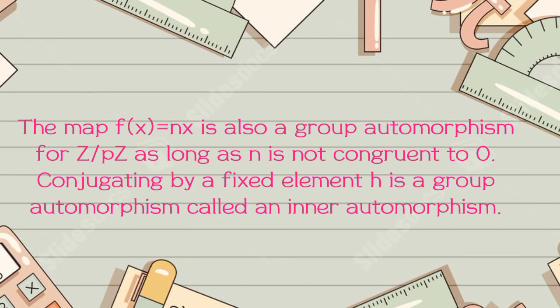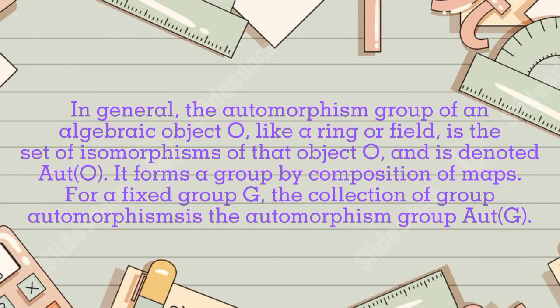The map f(x) = nx is also a group automorphism of Z/pZ, as long as n is not congruent to 0. Conjugating by a fixed element h is a group automorphism called an inner automorphism.